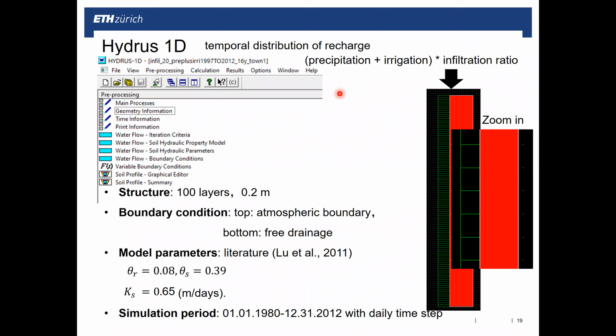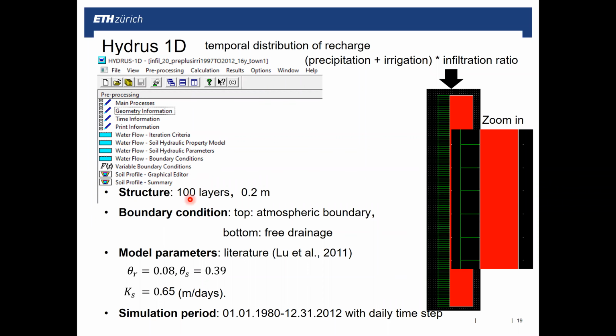So this part, precipitation plus irrigation multiplied by the infiltration ratio, we think is the groundwater recharge. And we know that we put it on the top of the surface. We use the Hydrus model only to simulate the temperature changes of the distribution of the recharge. And this is the interface of Hydrus 1D. It's also open source software. Everyone can download it. You can define your geometry, your soil properties, and also the boundary conditions.